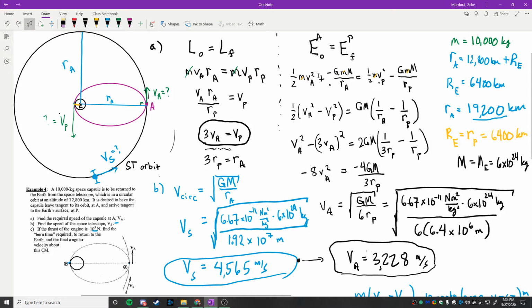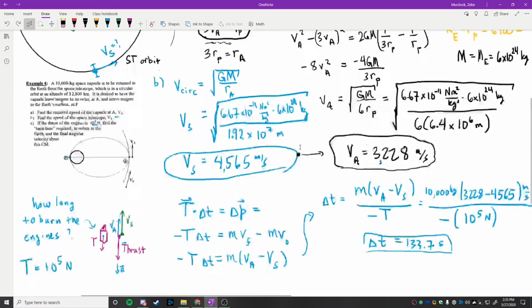Watch your signs too. This thing has to be negative. This has to be negative. Keep track of which mass is which. You don't want to put the mass of the Earth here. This is the mass of whatever the object is. The velocity of the Earth in this system is basically 0. And that's pretty much it. That's how you do an orbital transfer problem. It's pretty neat. I like these problems.